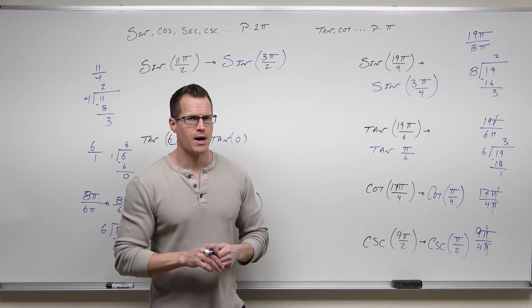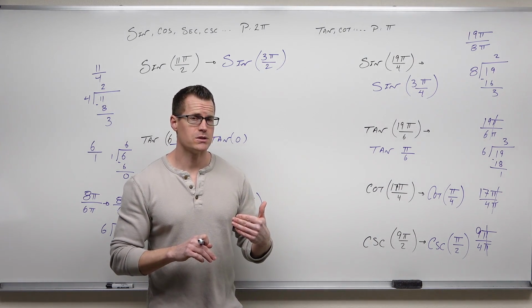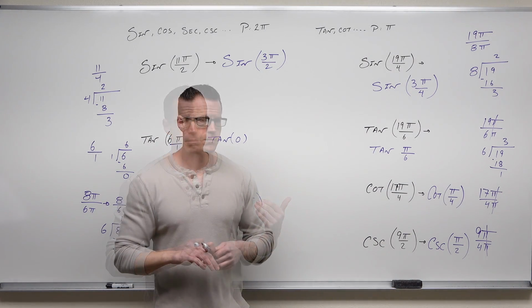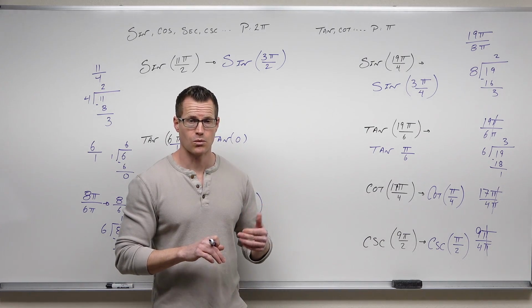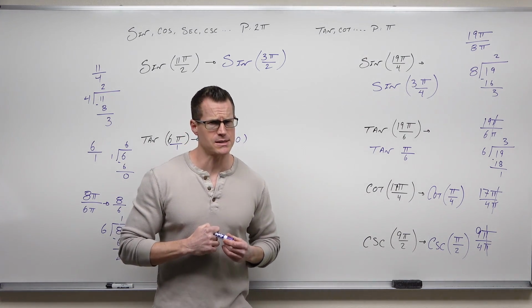So cosecant of pi over 2, well, we think sine of pi over 2, that would be 1, so the reciprocal is 1. So we get 1 here as well. I hope that makes sense. Practice that.